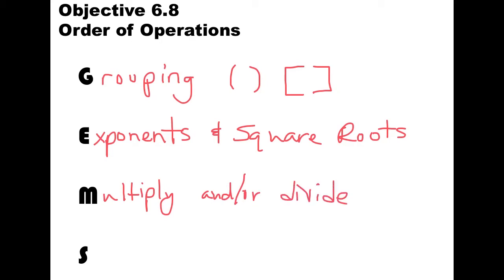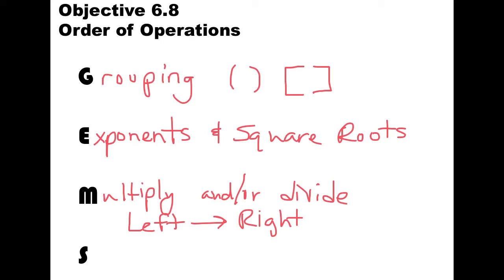And this is always done left to right. Whichever operation comes first, so if multiplication comes first, you multiply. If division comes first, you divide. And we always go left to right for multiply and divide.